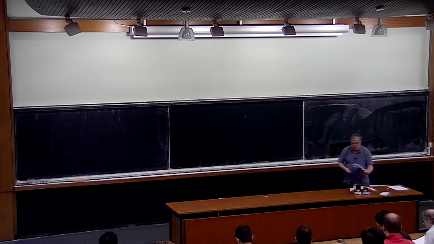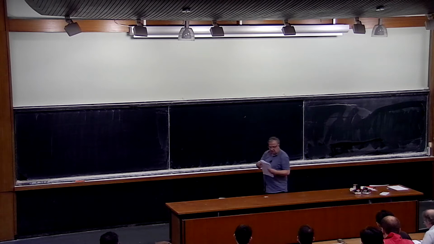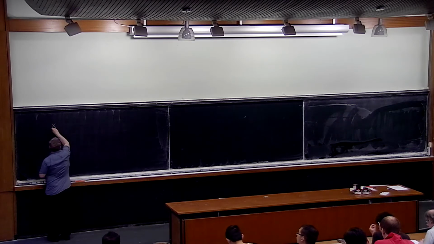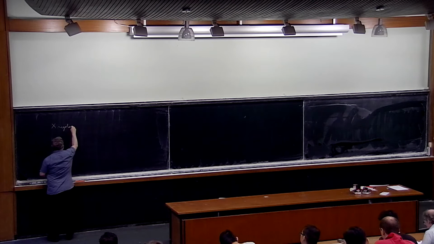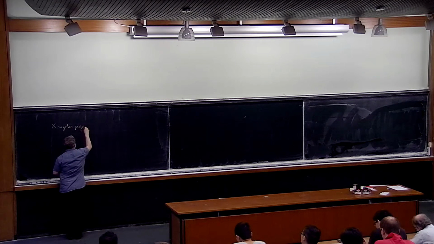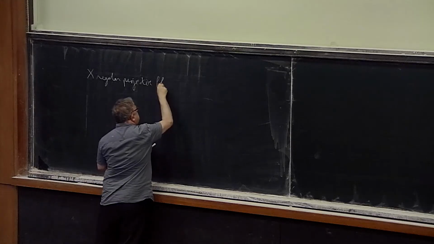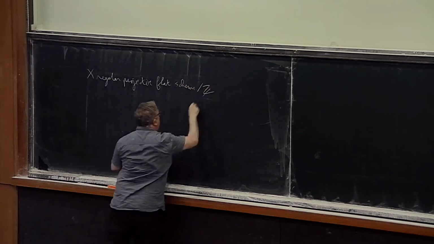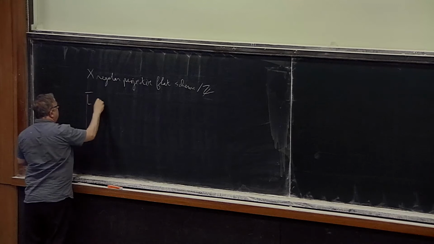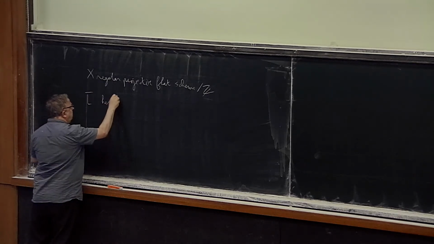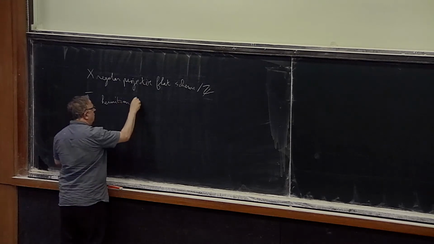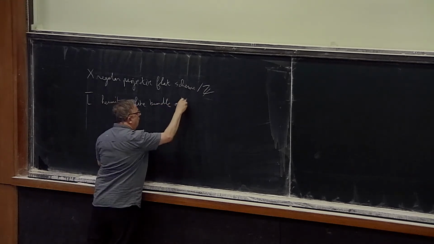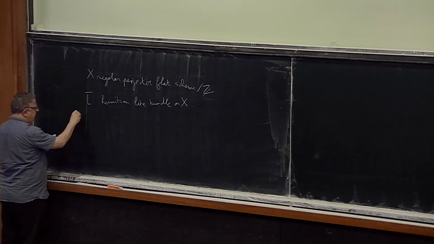So let me recall where we were two days ago. X is a regular projective flat scheme over Z, and L bar is a Hermitian line bundle on X. So we stated the following theorem.